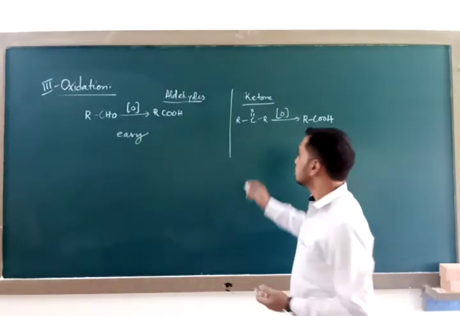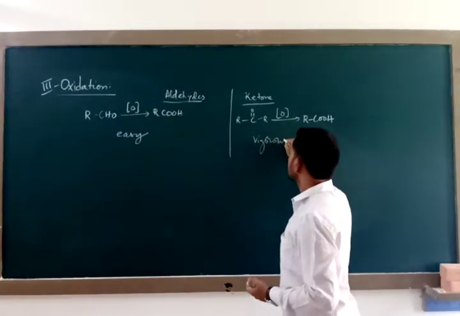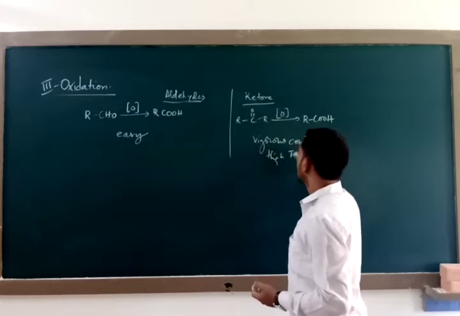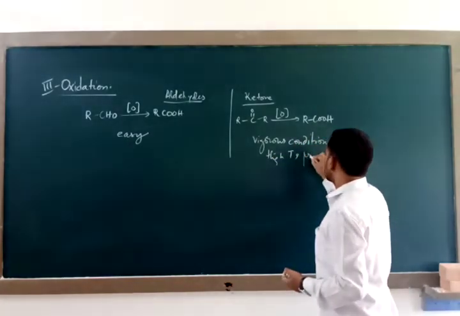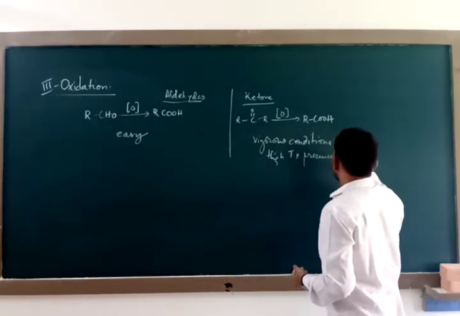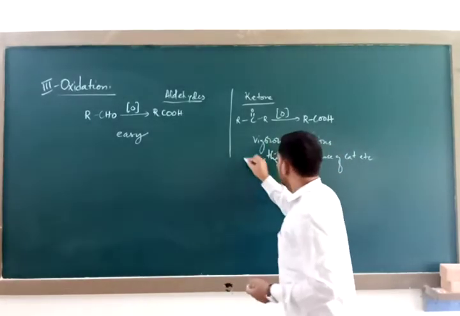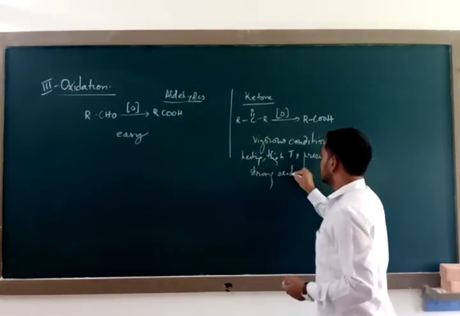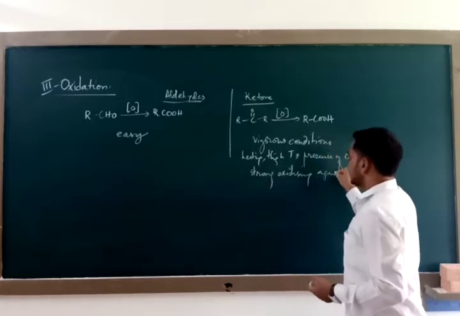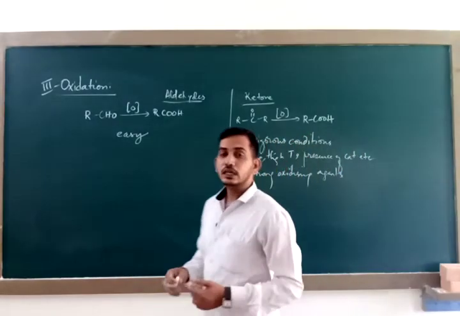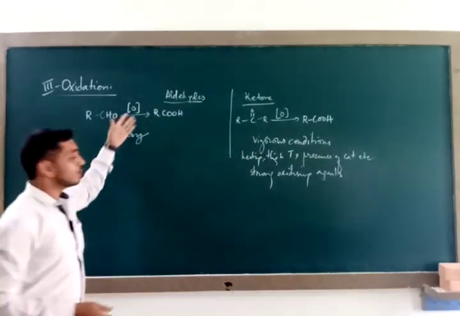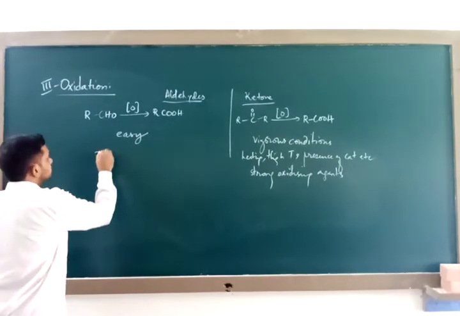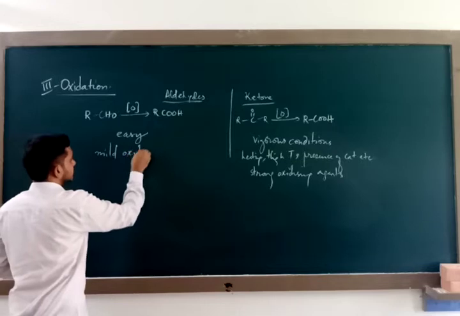For oxidation of ketones, you need vigorous conditions. Vigorous conditions, these means either you may require high temperature or you may require presence of catalyst, etc., or you may need heating, you may need strong oxidizing agents. These conditions are required for oxidizing ketones. Whereas for oxidation of aldehydes, it is easier and it does not require any vigorous conditions. Rather, it needs mild conditions or mild oxidizing agents.